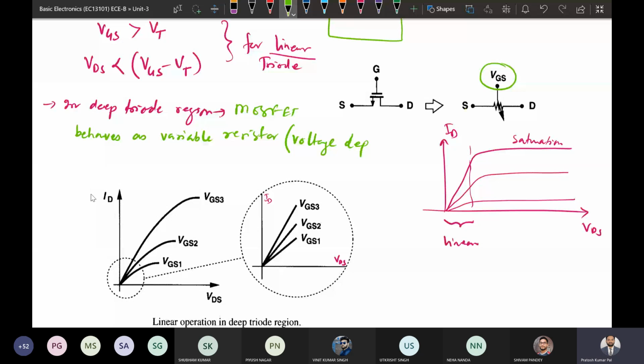First of all, we will see the current equation in case of linear region. So the current equation ID in case of linear region we have seen, if it is NMOS, is mu n Cox W by L into the bracket VGS minus VT. VT is basically here VTH, the threshold voltage. This is not thermal voltage. VT we have already seen as thermal voltage, so do not confuse with that. This is VTH.